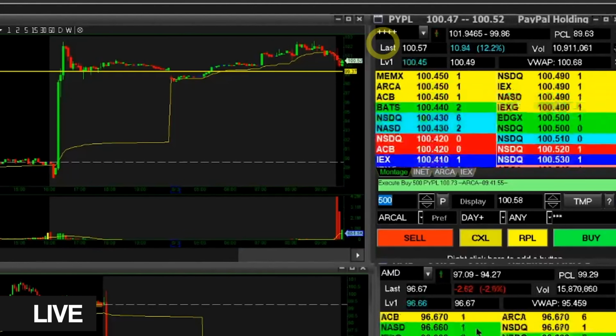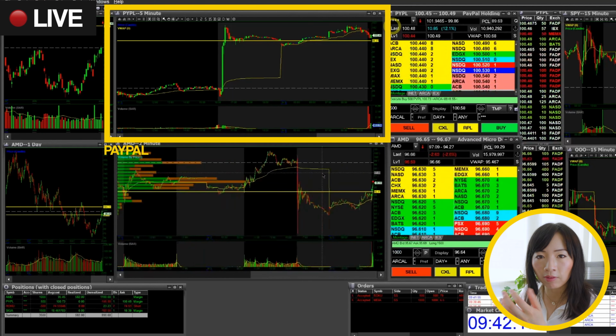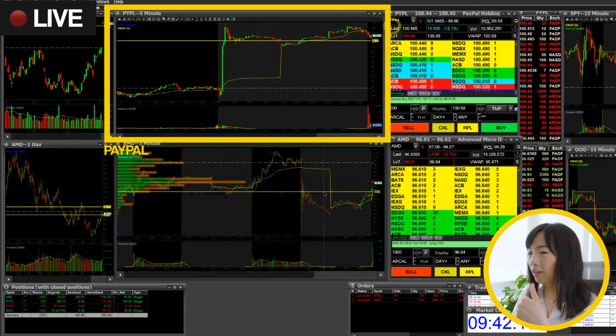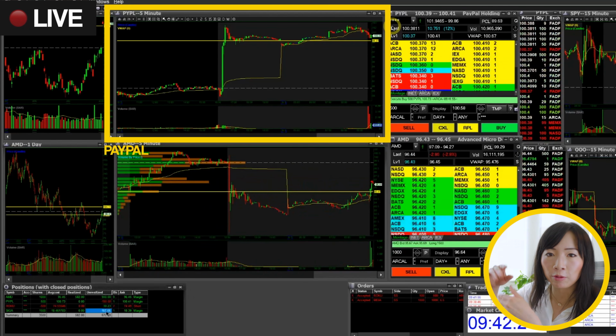And I want to see the stock reclaim over VWAP. Once again, VWAP is a very key indicator for me. It's the only one I use pretty much. I want to see it reclaim over that to become bullish.